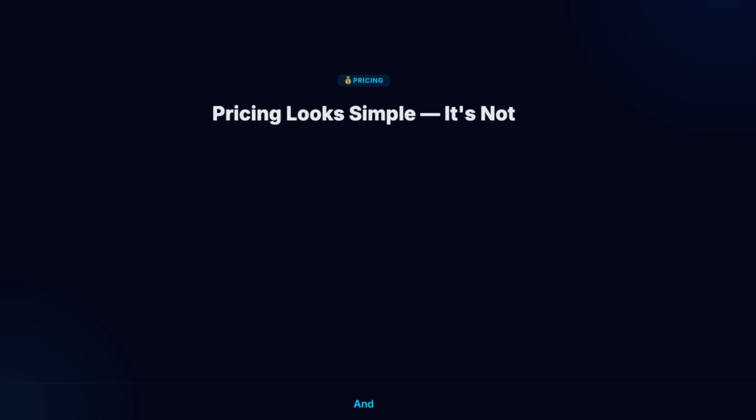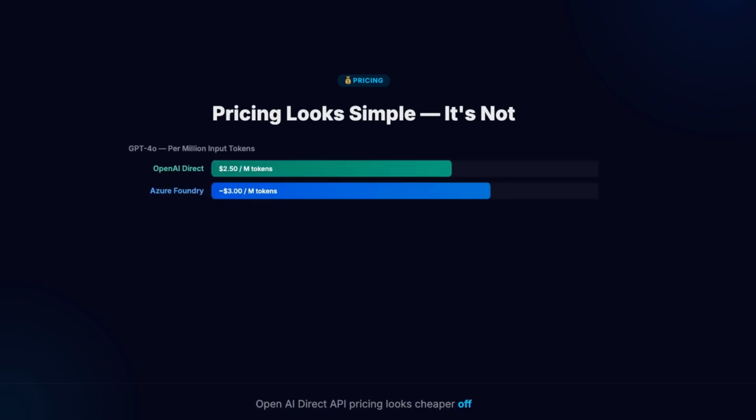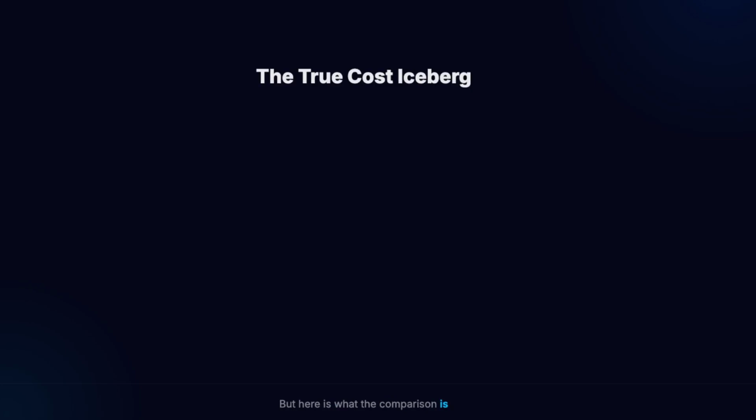Alright, let's talk about the part that trips up almost every developer, pricing. And I promise this is not as simple as it looks. OpenAI Direct API pricing looks cheaper upfront. GPT-4o is $2.5 per million input tokens. Azure charges a little more for the same model. So on paper, OpenAI wins, right? But here is what the comparison is missing.